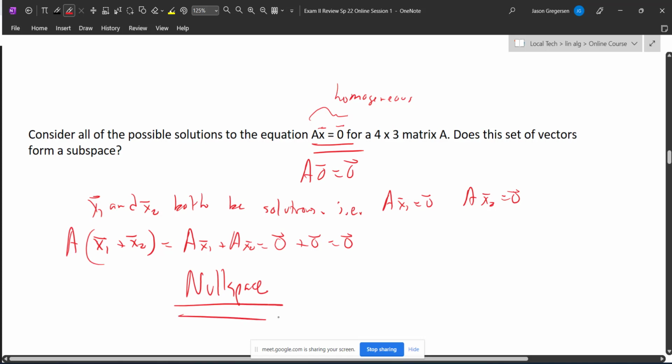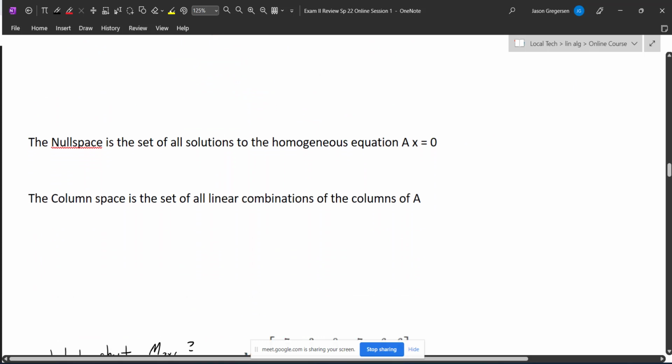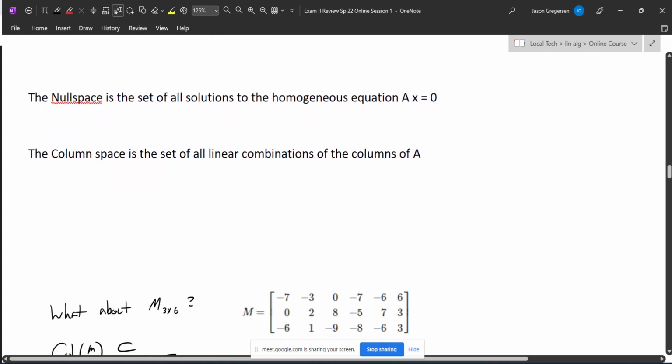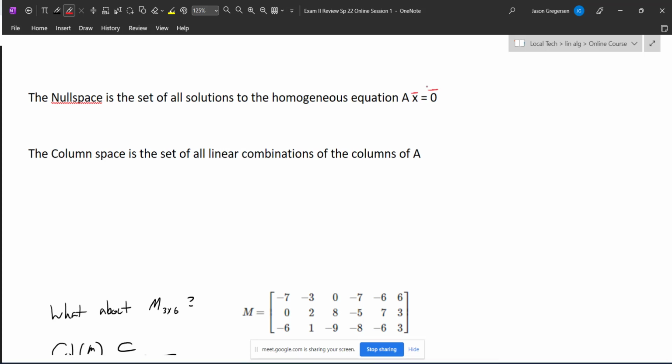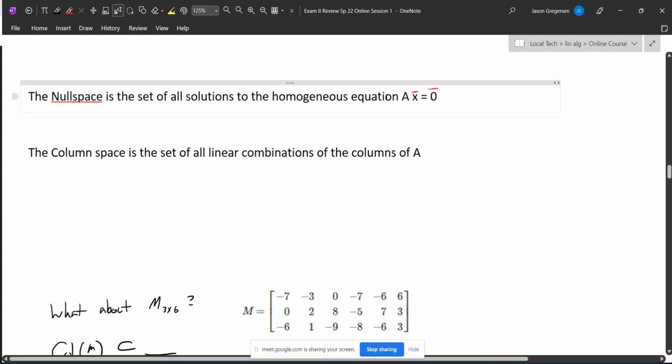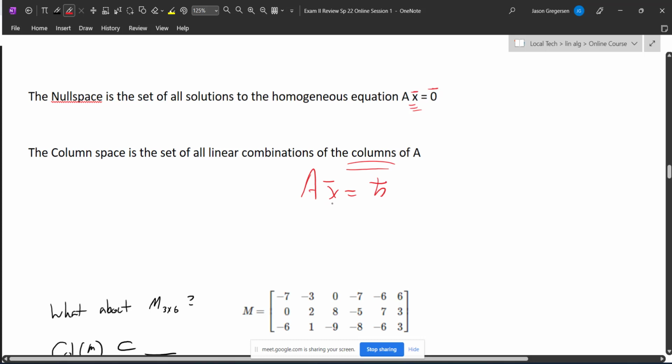Okay, so we have two matrix spaces associated with the matrix A. One is the null space, one is the column space. The null space is the set of all solutions to the homogeneous equation, AX equals 0. And the column space is the set of all linear combinations of the columns of A. It's the span of the columns. So the null space are just the x's that map to 0, right? So it's some subset of the x's. The column space is the span of the columns. So if we think of taking A times some x to generate some B, right, all of the outputs, all of the b's in AX equals b would represent the column space.